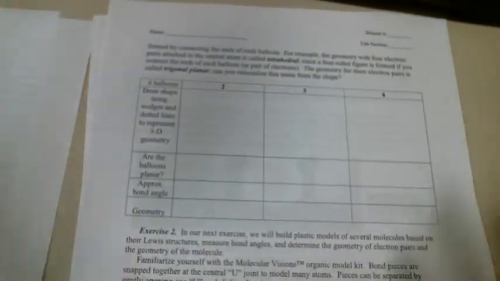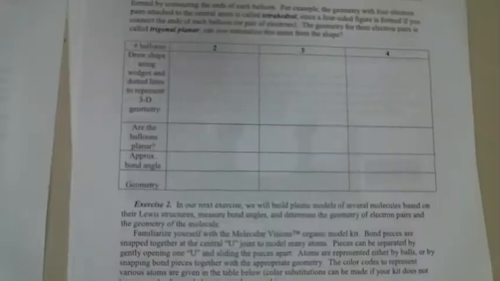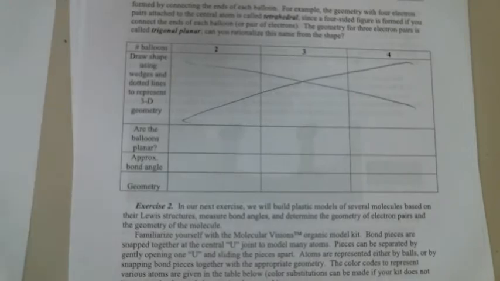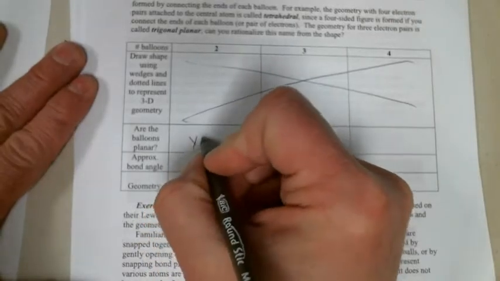See how quickly I can do it or not. So I just want to make sure that everyone has this. Okay, so forget about the shapes, right? We don't have to draw that. Are the balloons planar when they had two? Yeah, they were. So yes.